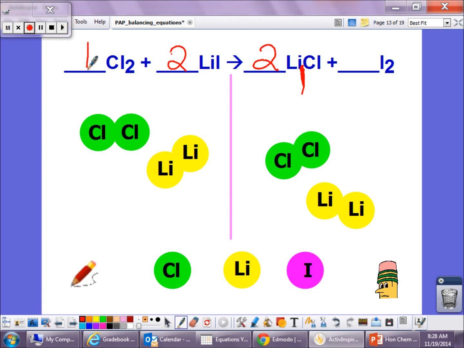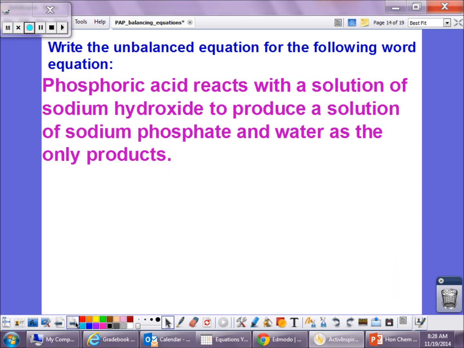Normally we don't use that 1. On calm, I want you to put that 1. If you leave it blank, it will mark you wrong. Another word equation. That's what the quiz is about. 10 of them. Let's see what it says here.